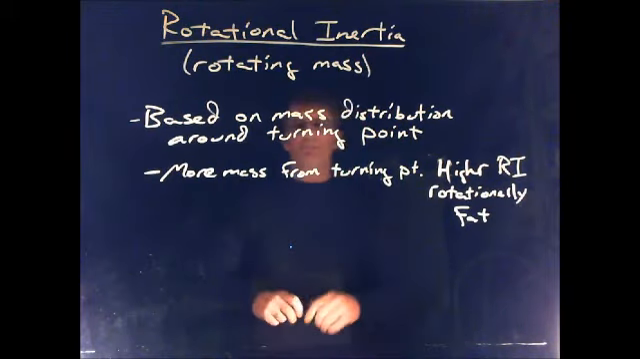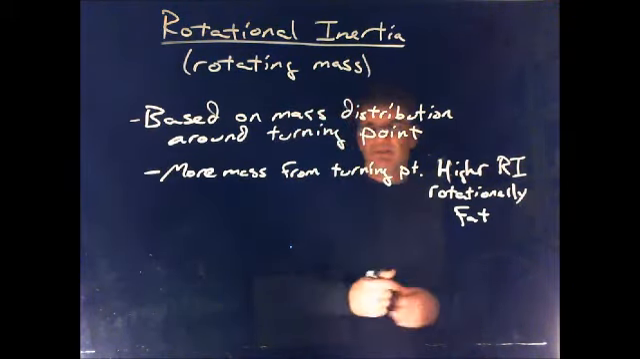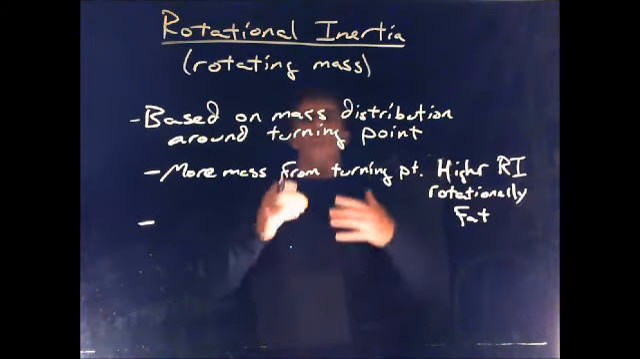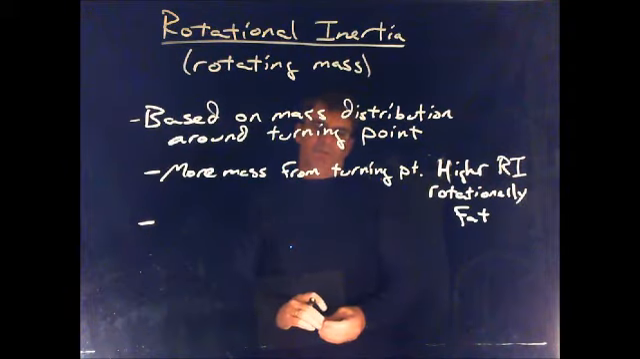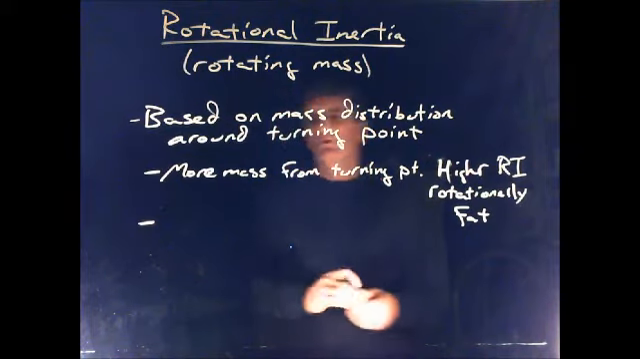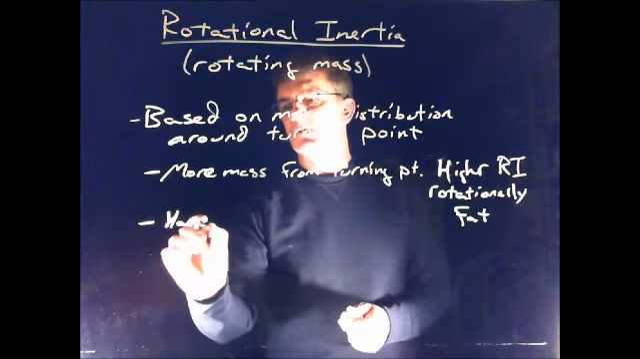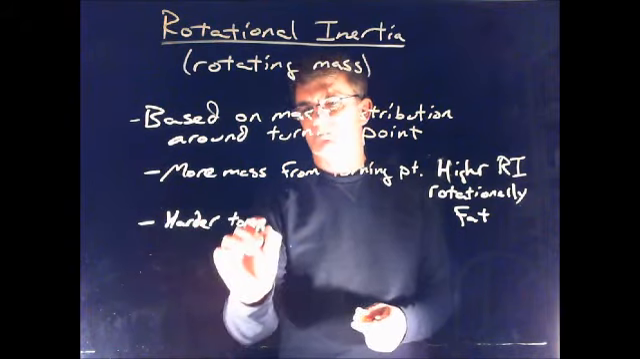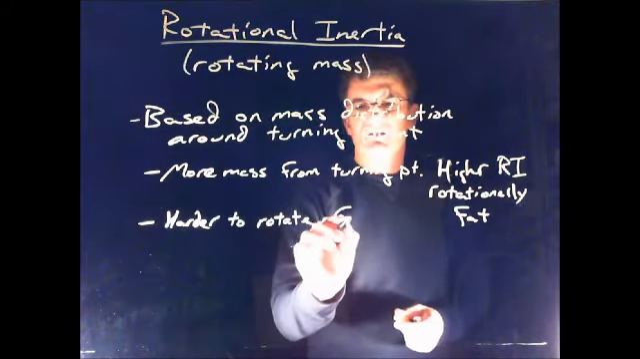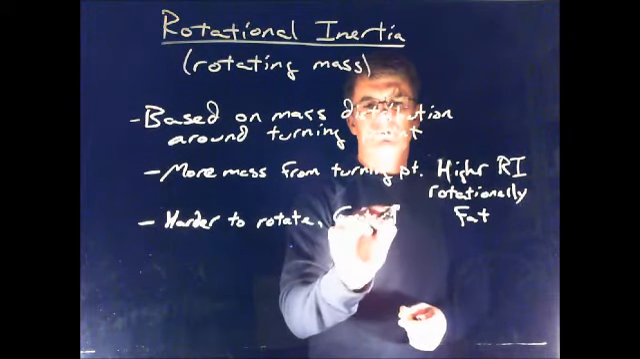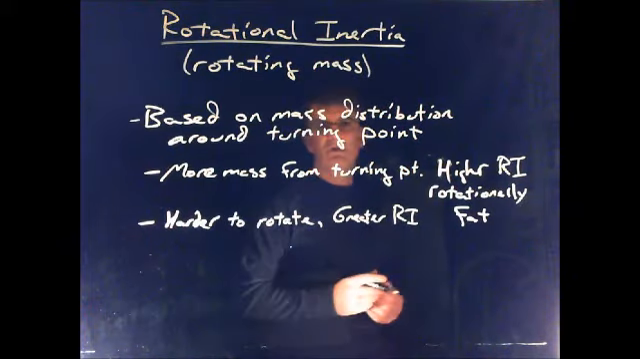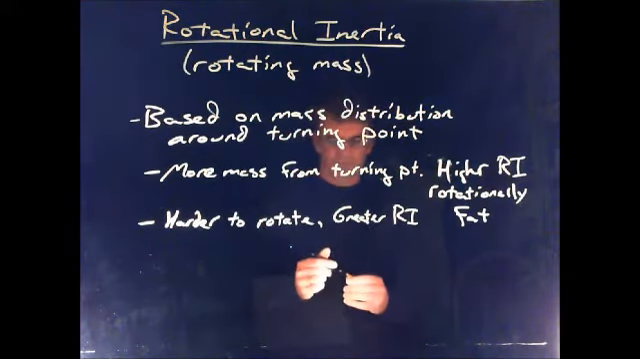I like to break it down much more simply, and I like to have the kids think about it, because they're going to be asked to do some comparisons between objects. So I ask them if it's harder to rotate because of where the mass is. If it's harder to rotate, it has a greater rotational inertia. If it's easier to rotate, it has less rotational inertia.